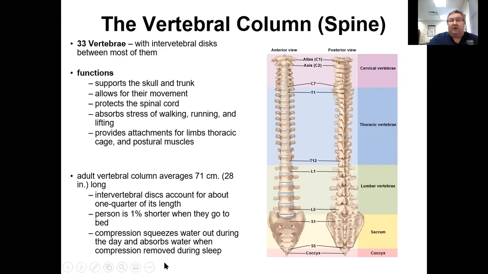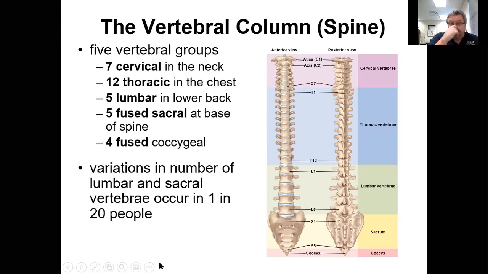The job of the vertebrae is to support the skull, allow for movement, protect the spinal cord, and absorb a great deal of stress from all of the walking, running, and lifting that we do. So the vertebral column is a really important part of the body that we work on a great deal. Again, this is the makeup of the vertebral column. Like I said, 7 cervical, 12 thoracic, 5 lumbar, 5 sacral, and 4 coccyx bones.